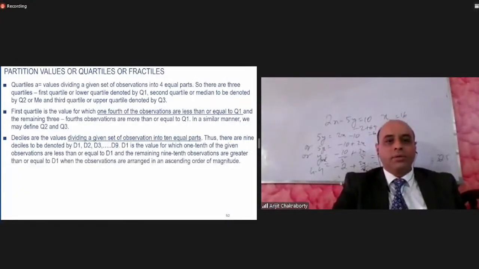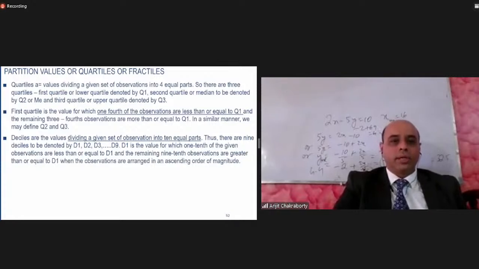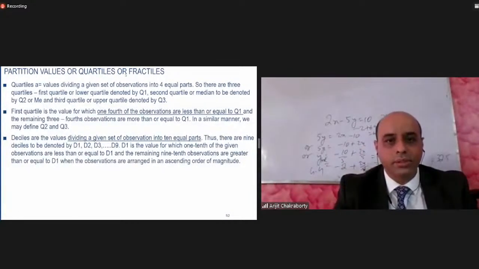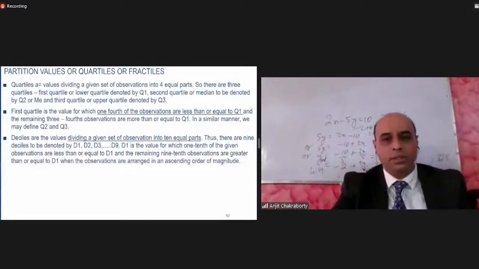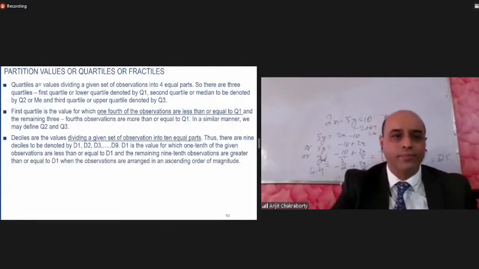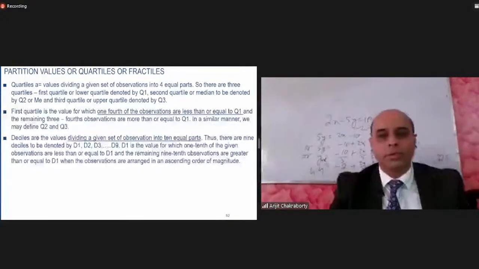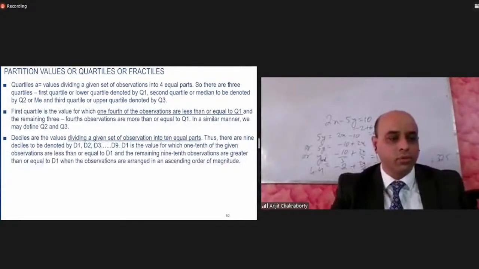Lastly, we have the partition values, or the quartiles. Quartile means basically the first quartile. There are 3 quartiles because quartiles break down the entire set of observations into 4 parts. So you have quartile 1, 2, 3. The first quartile is the value for which 1/4 of the observations are less than or equal to Q1. So that is called the first quartile.